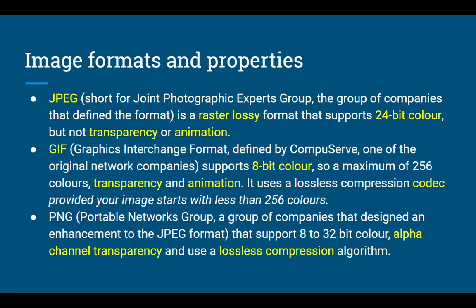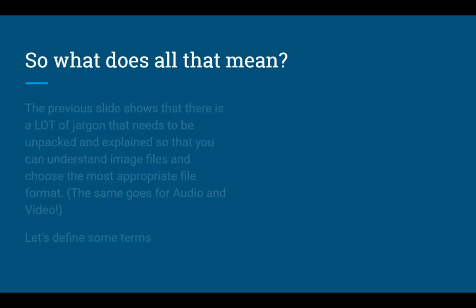All these words in yellow are jargonistic key terms that you need to know. So JPEG, raster, lossy, 24-bit color, transparency, animation, GIF, codec, alpha channel, lossless, lossy, algorithm. All these words are key terms and you need to know what they all mean. Now, if you want to type this out, knock yourself out, you've got the presentation already in the classroom, so don't do it. Let's go through and make sense of it all.